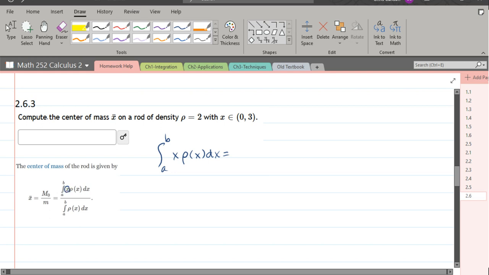So it almost looks identical, the numerator and the denominator. The only difference is the numerator's got an extra multiply by x. So we'll just start with the numerator first. So I just rewrote the numerator. A is 0 and b is 3. Those are the x values we're going to go across.